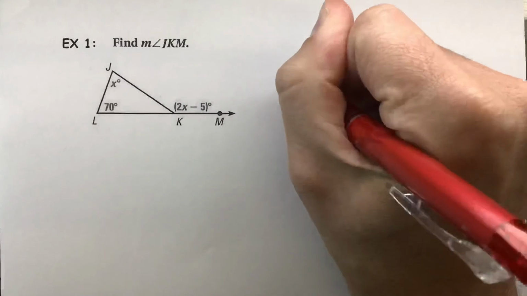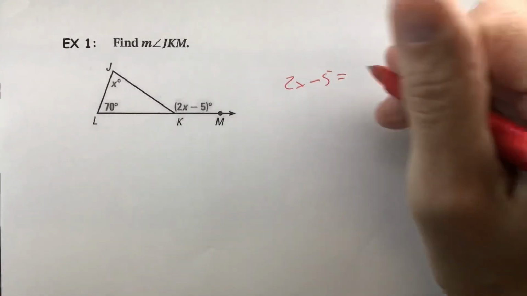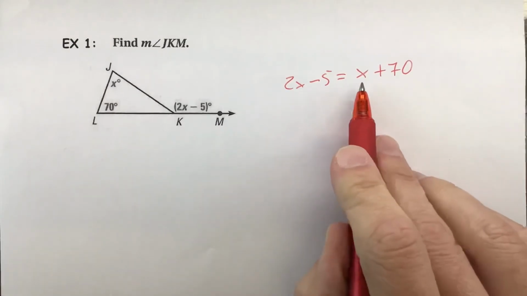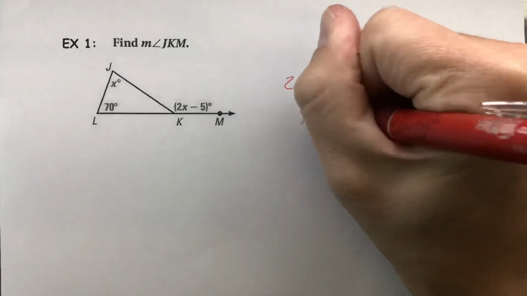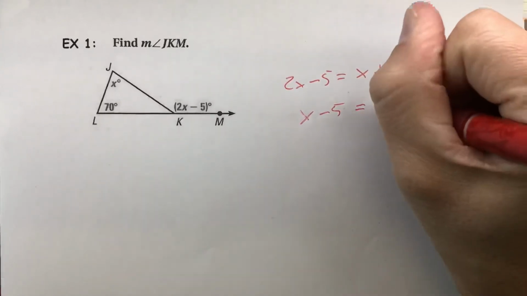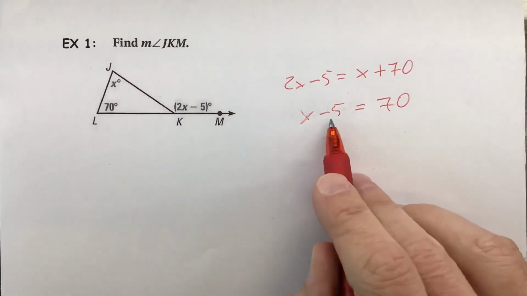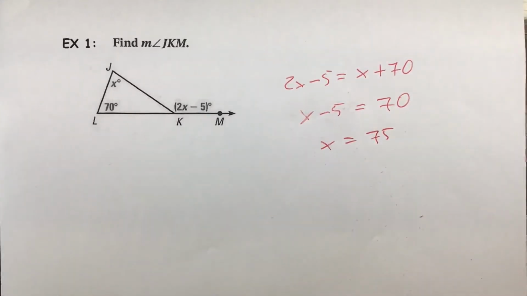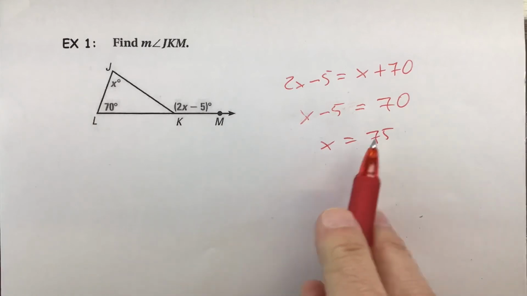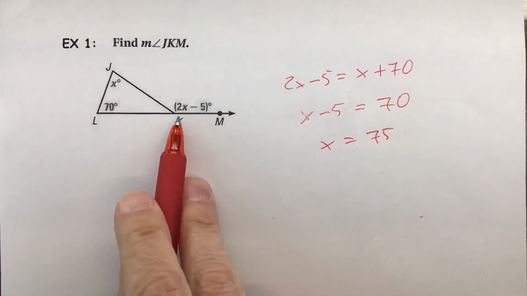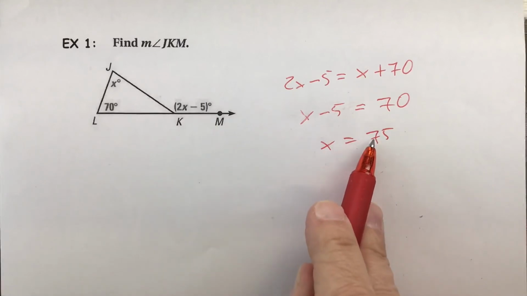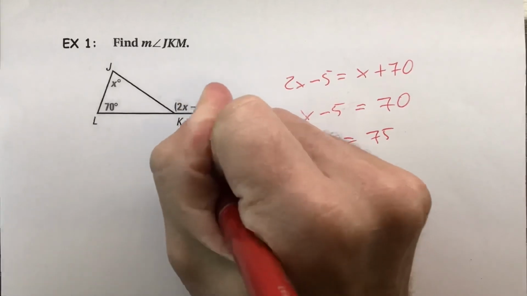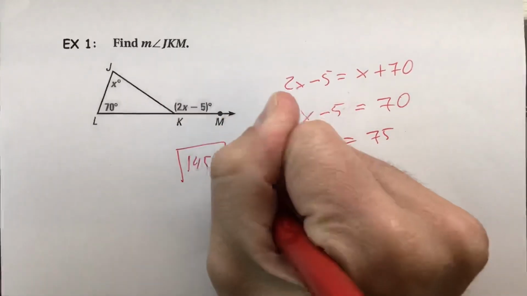All right, that means that 2x minus 5 is going to be equal to x plus 70. We can go ahead and subtract an x from both sides. x minus 5 is going to be equal to 70. We can then add the 5 to the 70. That gives us x is equal to 75. All right, so if x is equal to 75, we can take that and plug it into the expression. 2 times 75 is going to give us 150. 150 minus 5 gives us 145 degrees. That should be our answer.